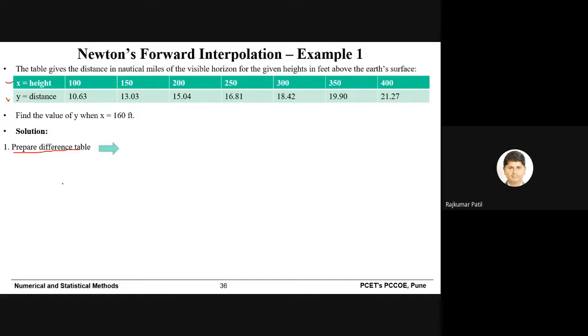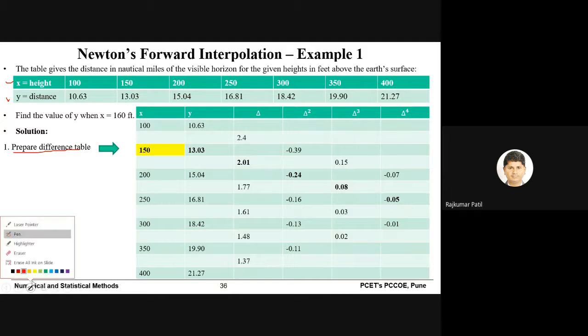Now here you need to understand very carefully how to prepare this table, because this is very important. In column number 1, we put the values of x: 100, 150, 200, 250, 300, 350, 400, correct? In column 2, we put the values of y: 10.63, 13.03, 15.04, 16.81, 18.42, 19.90, 21.27. So yes, we entered the values correctly.